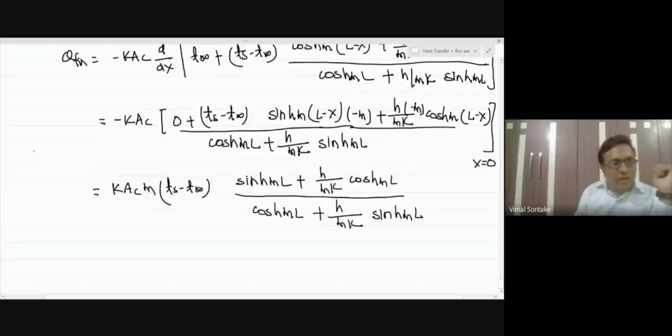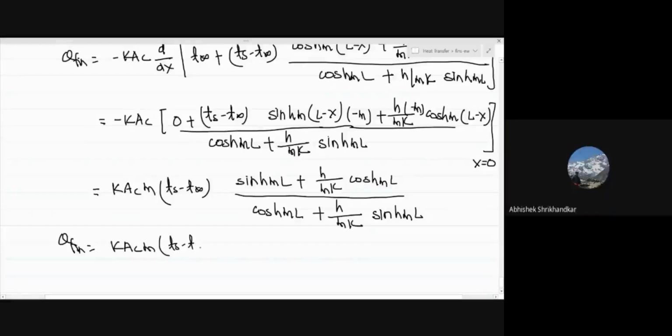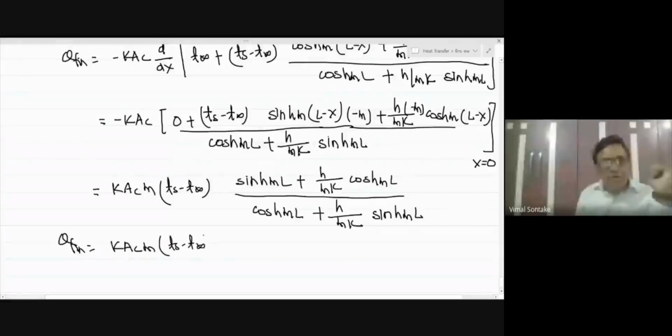I can also simplify this as kAc m (Ts minus T infinity) times 1 plus, wait, do not get impatient. I am just finishing it.